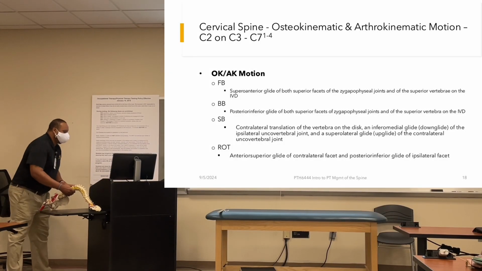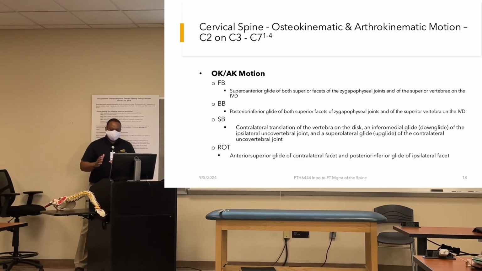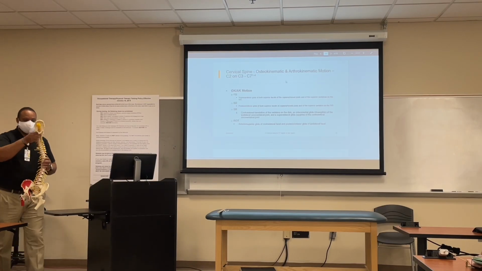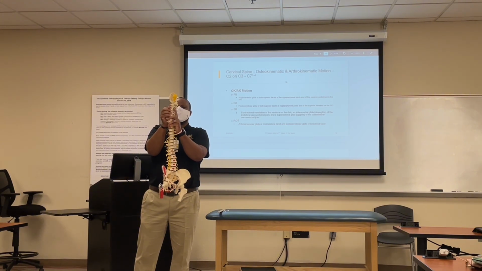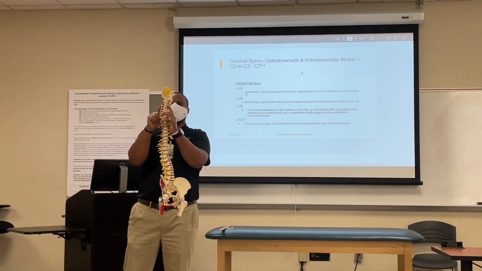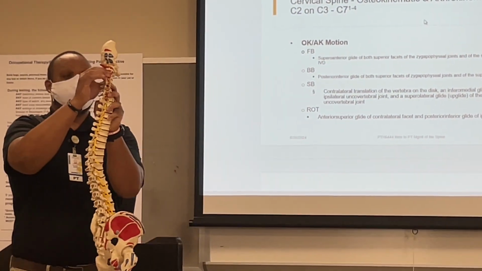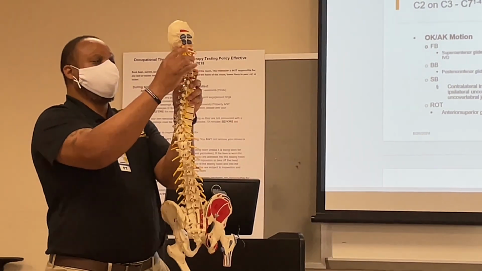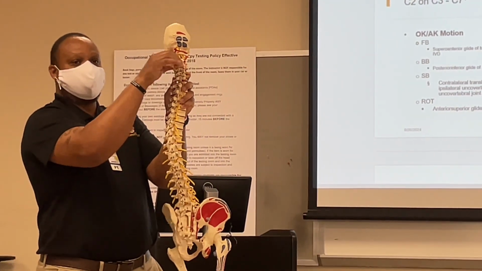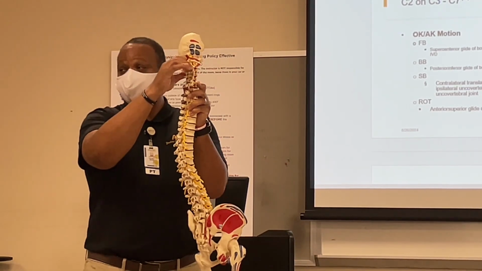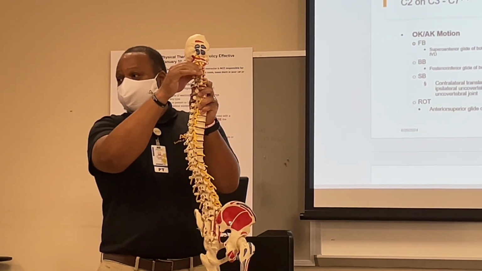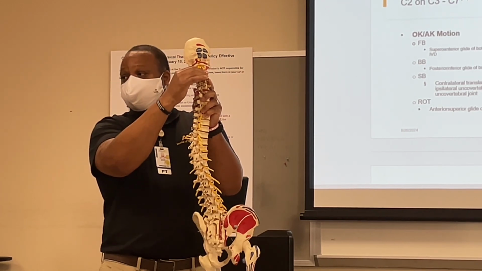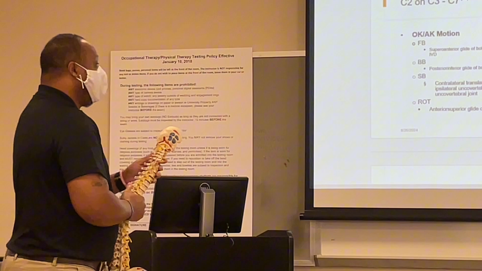Then with rotation, you get an anterior superior glide of the contralateral facet joints and a posterior inferior glide of the ipsilateral facet joint. So what does that look like? Say I rotate to the left, and y'all gotta come and get these and play around with them. So I'm rotating to the left. What are my facet joints doing on the contralateral side? They're moving where? Anterior and what else? Anterior and superior. Whereas I'm rotating left, what are the ipsilateral facets doing? They're moving in which direction? Posterior and what else? There you go. So you need to know that.